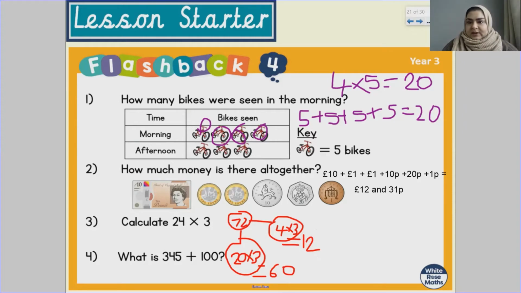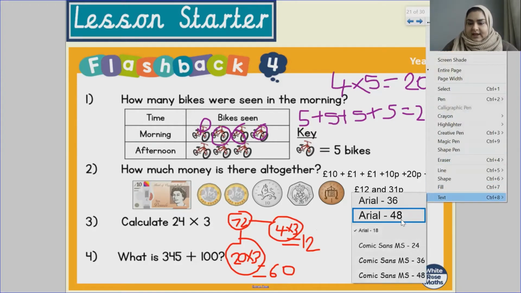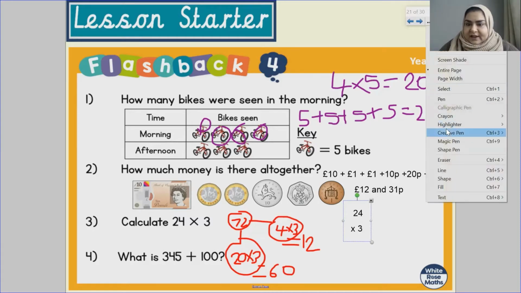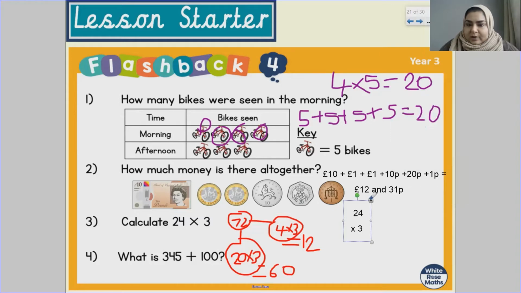Or you could have done it using the column multiplication method, which was 24 times 3. Remember, it's important that you put the numbers underneath the correct place value. Okay, now I've got my pen. So 4 times 3 is 12. Remember, then you carry 1 over. Then 3 times 2, that 2 means 20. So 3 times 2 is 6, plus the 1 is 7.